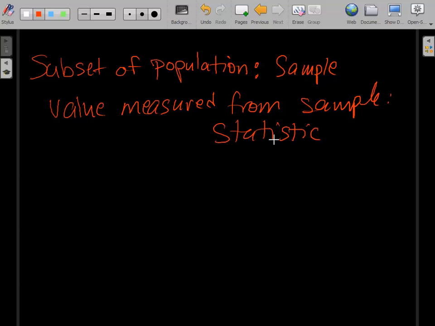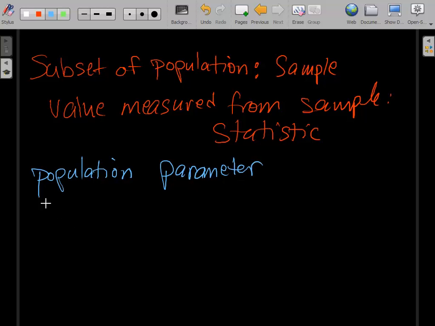Okay, not to be confused with statistics as a concept, which is the package of tools used to study the population. So it's kind of helpful if you think about it: population, parameter, and sample, statistic. So the P and the P and the S and the S. Okay.